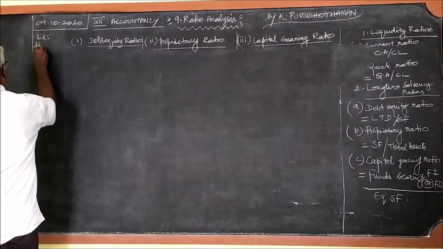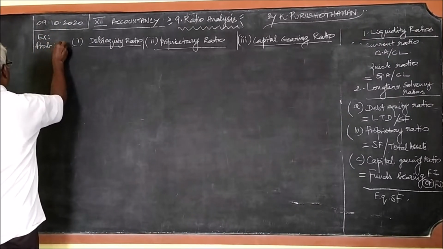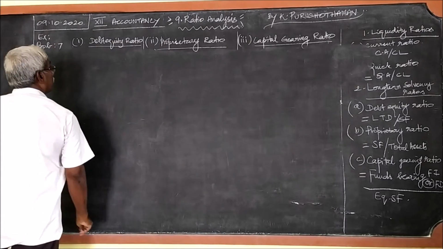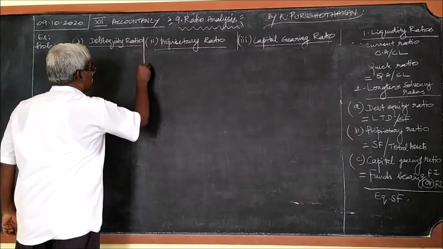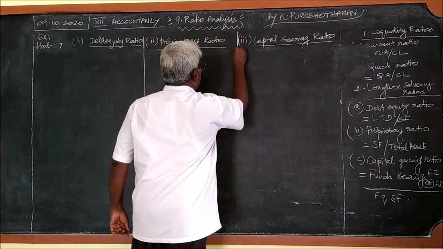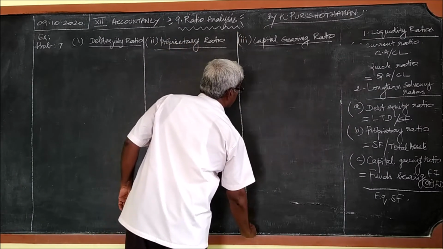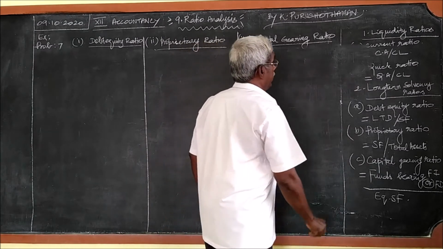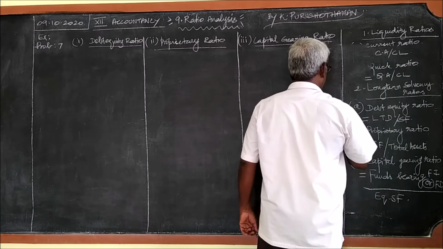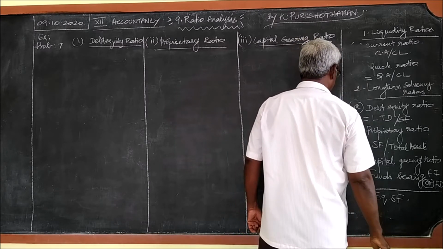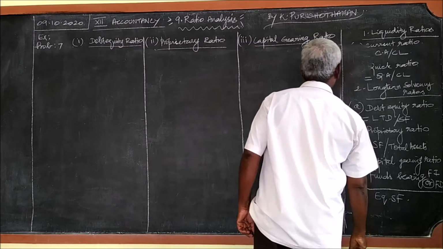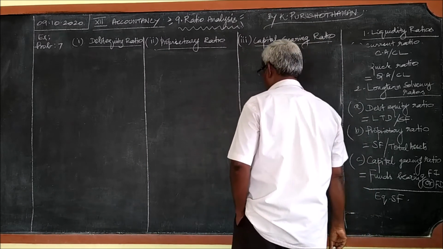Exercise. Problem 7. The same 3 questions. In this, the formula is very important. Not only the formula, what are the items that should appear in the numerator and what are the items that should appear in the denominator, you should know.